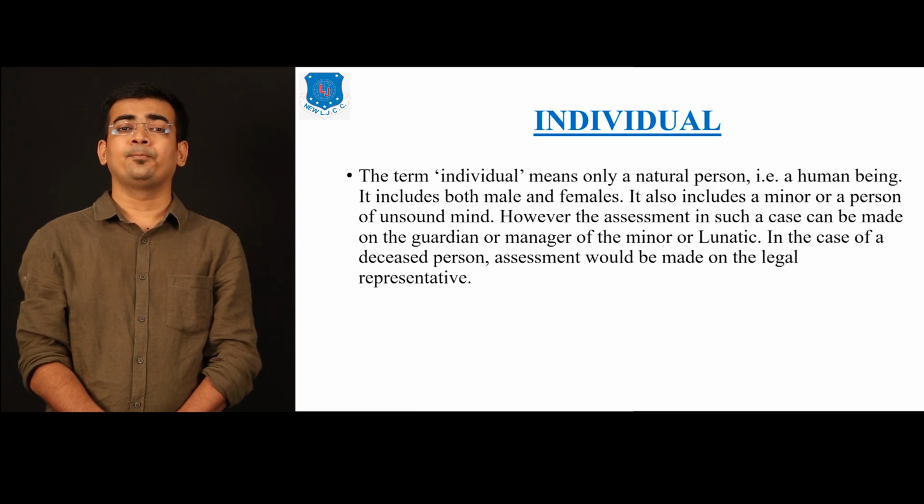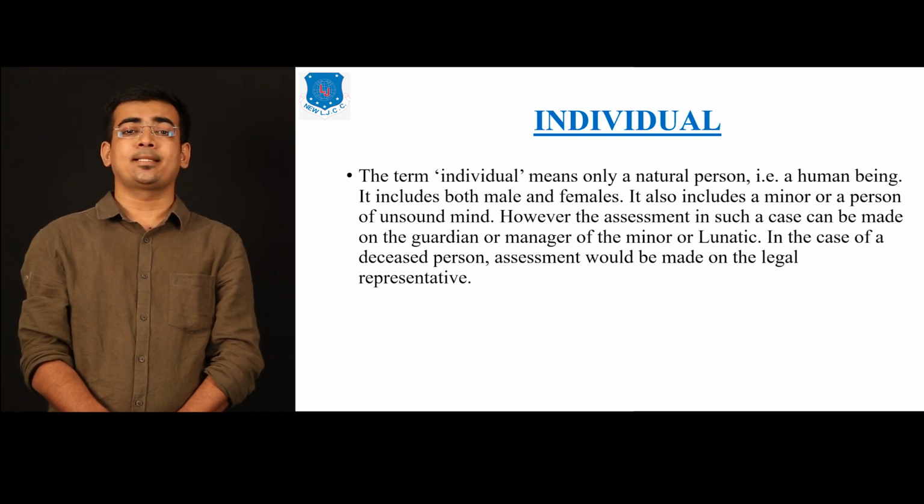What is an individual? The term individual means only a natural person, that is, a human being. It includes both males and females. It also includes a minor or a person of unsound mind. However, the assessment in such a case can be made on the guardian or manager of the minor or lunatic. In the case of a deceased person, assessment would be made on the legal representative.